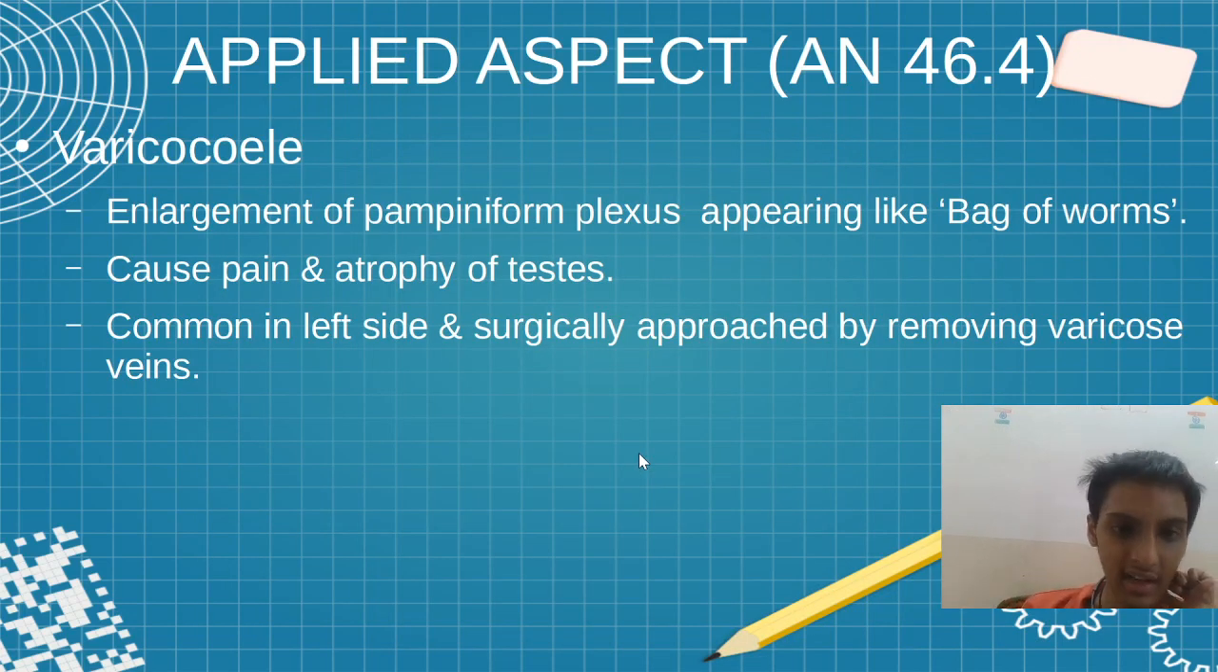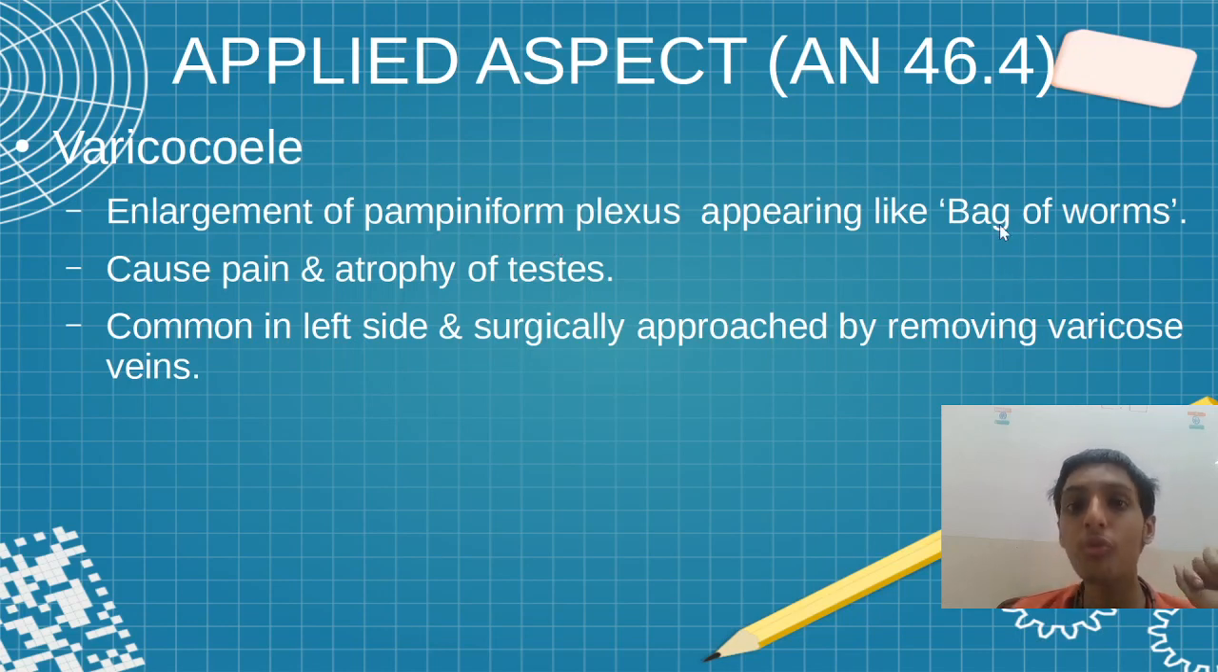Now varicocele. Varicocele is a clinical condition where the pampiniform plexus, triple P, pampiniform plexus, looks like a bag of worms. This causes pain and atrophy of the testis. And how is the surgical approach? The pain is very common in the left testis, and in the surgery the varicose veins will be removed.